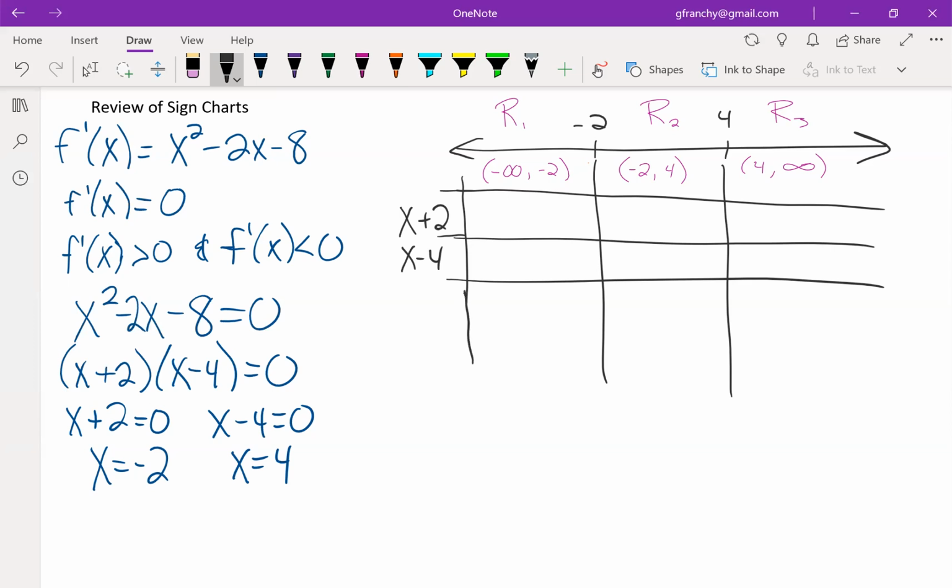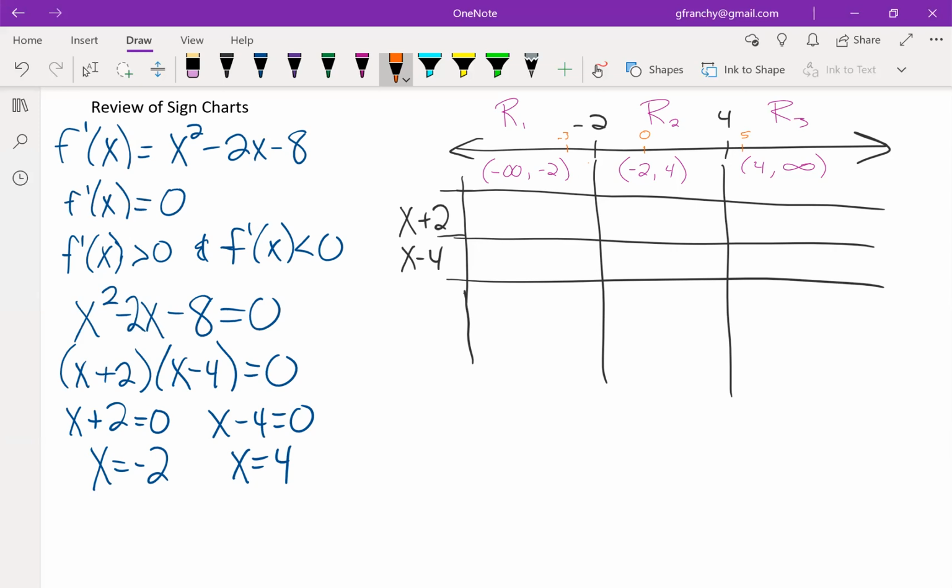And what you will see in the book is the way that they go ahead and get values for a sign chart is they'll pick test points. Usually when you pick test points, pick numbers that are easy to deal with. So -3 is in region 1, 0 is in region 2, 5 is in region 3. Now note I picked the very first integer to the left of -2. I picked the very first integer to the right of 4. And I picked 0 because 0 is always easy to evaluate.